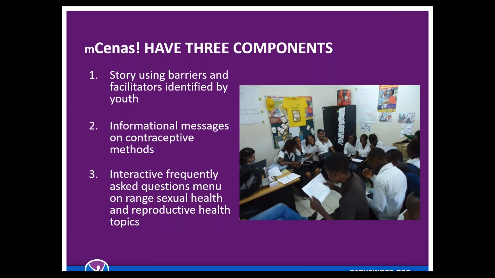We have 3 components in MCNASH. We have the story, then we have information as messages, and then we also have an interactive menu of questions on a range of sexual and reproductive health topics.